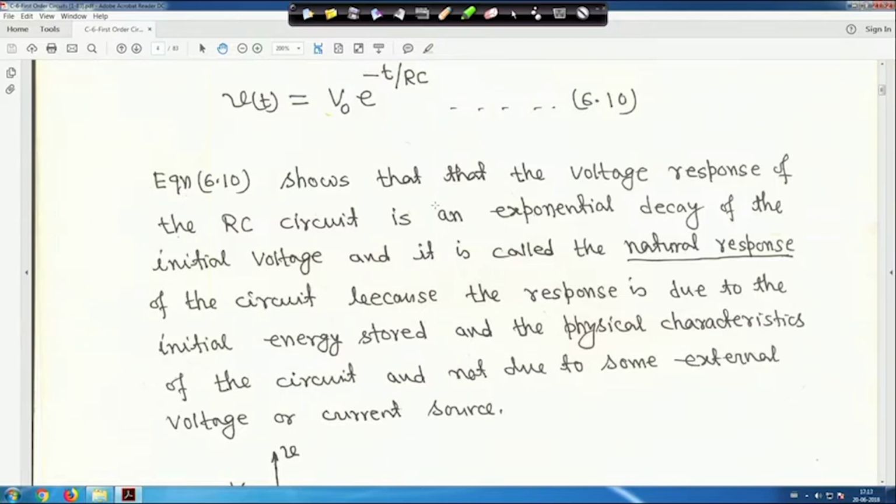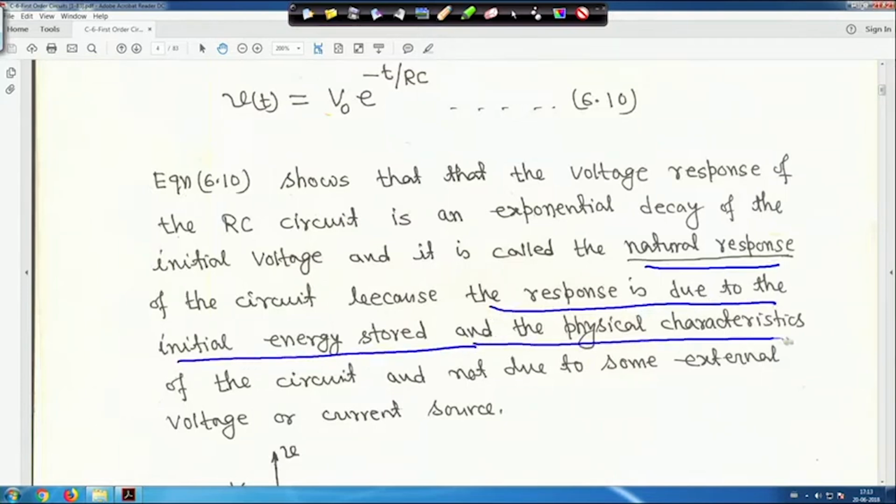This is called the natural response of the circuit, because this response is due to the initial energy stored and the physical characteristic of the circuit, and not due to an external voltage or current source, because it is a source free circuit. So, this is called the natural response of the circuit.